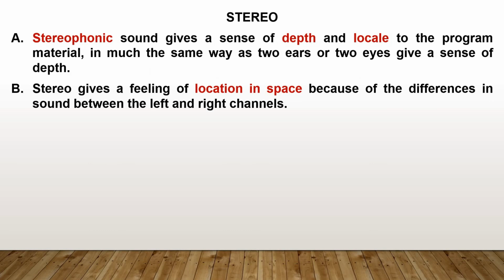Real quick about stereo. Stereophonic sound gives a sense of depth and locale to the program material in much the same way as two ears or two eyes give a sense of depth. Stereo gives a feeling of location in space because of the differences in sound between the left and right channels. We can perceive with our ears distance, spatial relations, and stereo sound gives us the ability to do that.